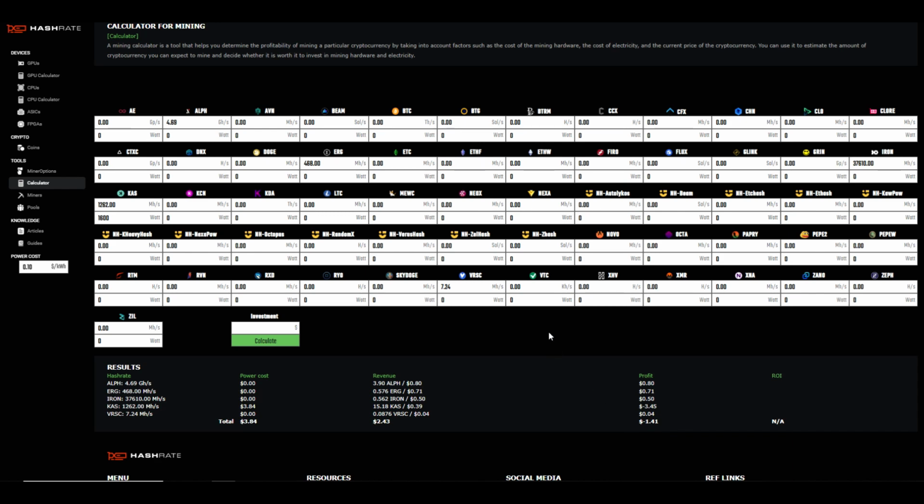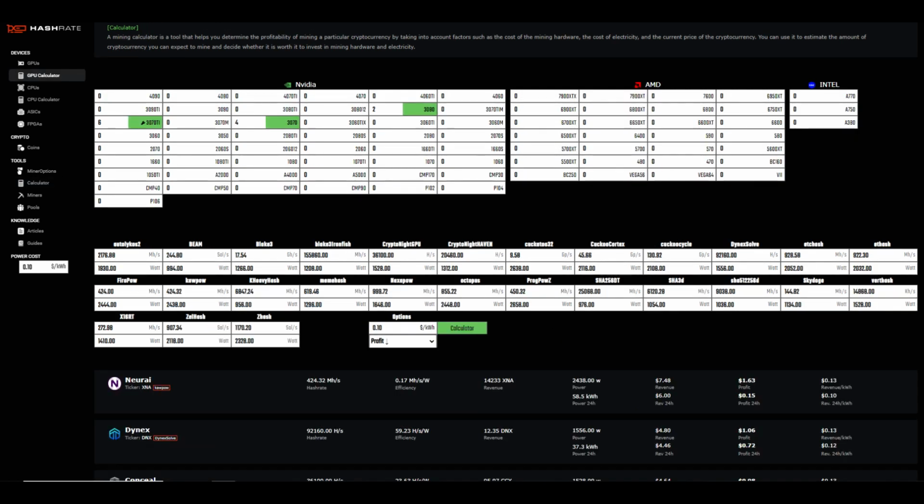And how does that compare to mining anything else? So let's say, for example, if you had these exact same GPUs on one particular algorithm, at the moment, Neurai would be the most profitable with a revenue of $7.48 a day and a profit of $1.63. So we've basically doubled profit here. Instead of losing $1.60, we're gaining $1.60 at 10 cents per kilowatt hour. And then we've got Dynex next at $4.80 in revenue and $1.06 in profit.